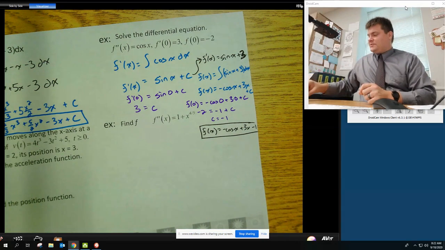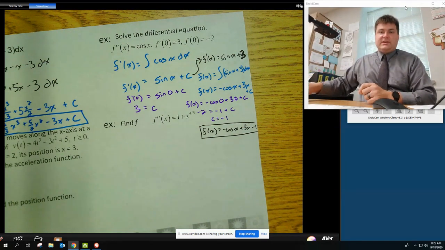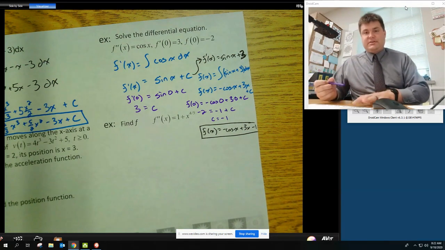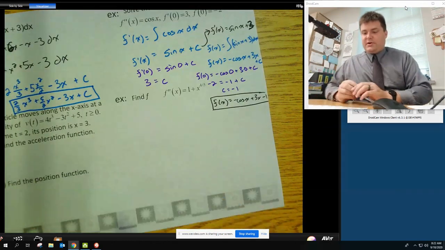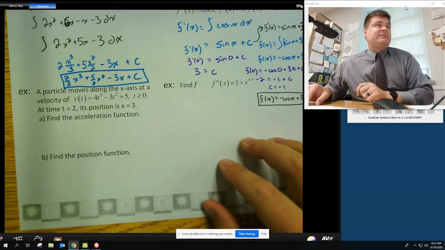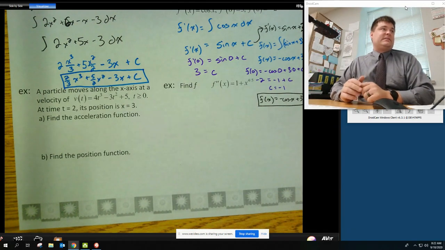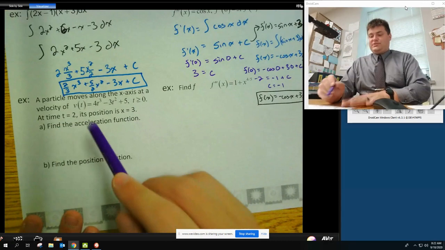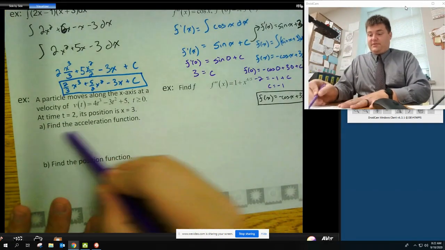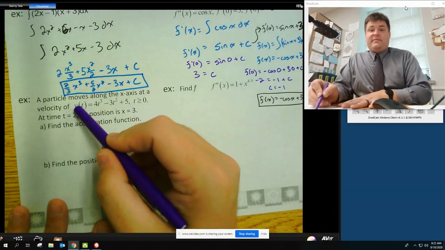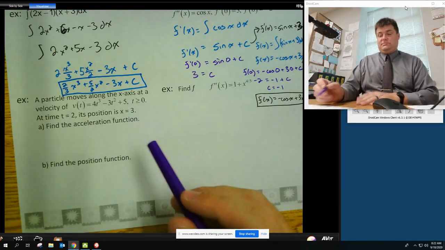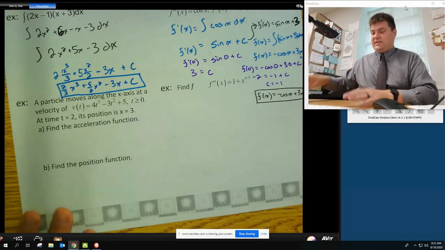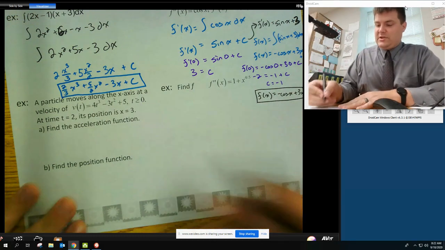All right, let's start applying this to some of the PVA stuff, the position, velocity, acceleration ideas here. So we have a particle that moves along an x-axis at a velocity. So we have the velocity, and then at time 2, we have its position being 3. Let's find the acceleration. Now, this is not new for us because if you take the derivative of velocity, you get acceleration. So this is not so bad. Just take the derivative of this.